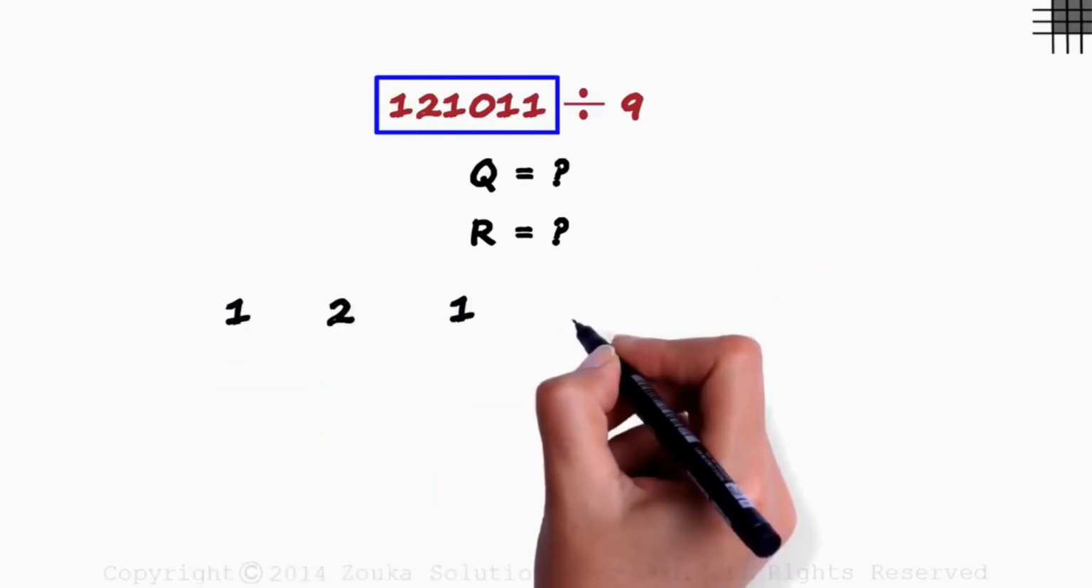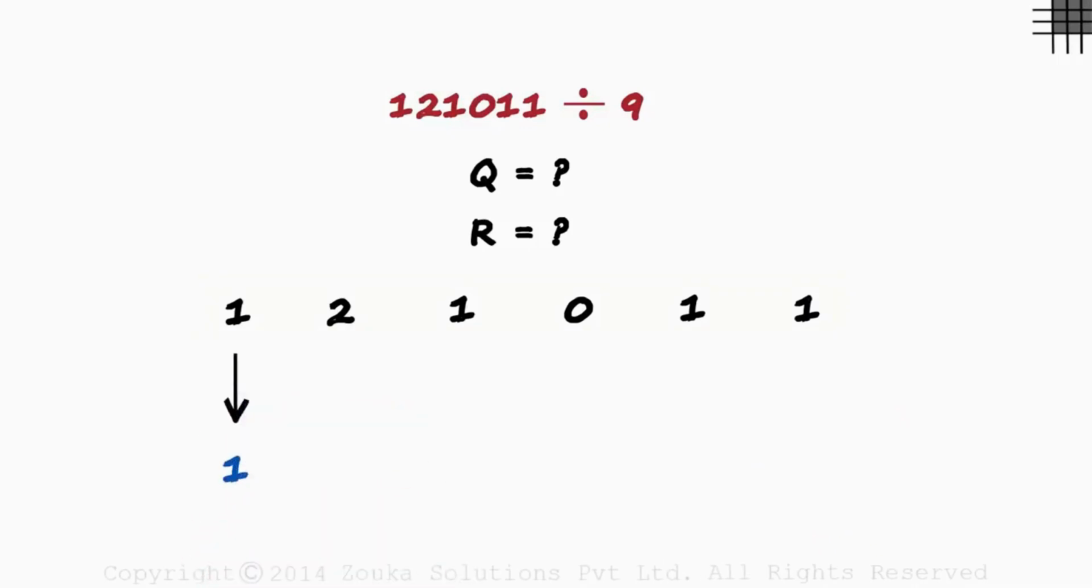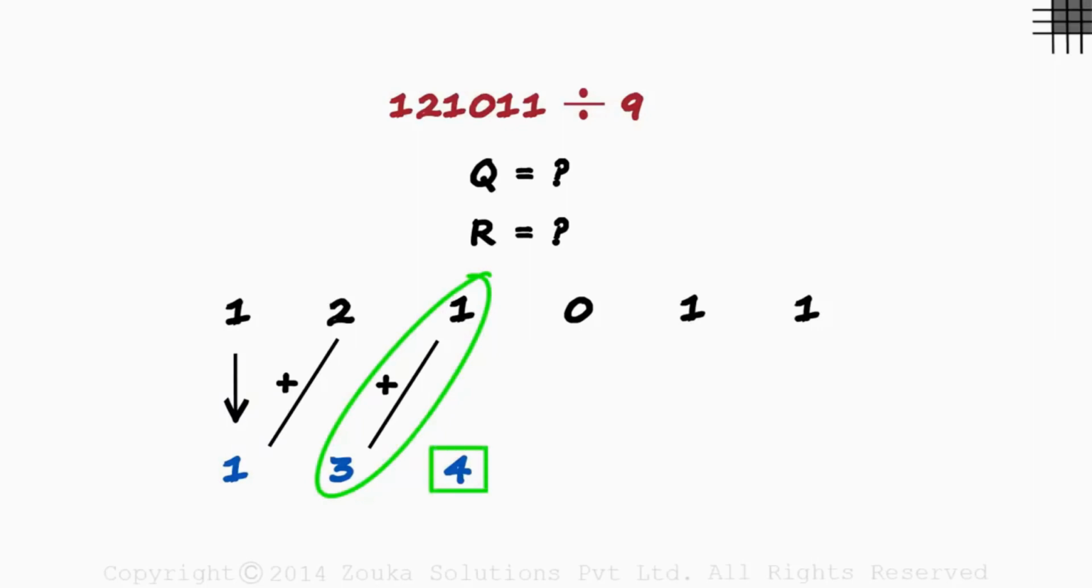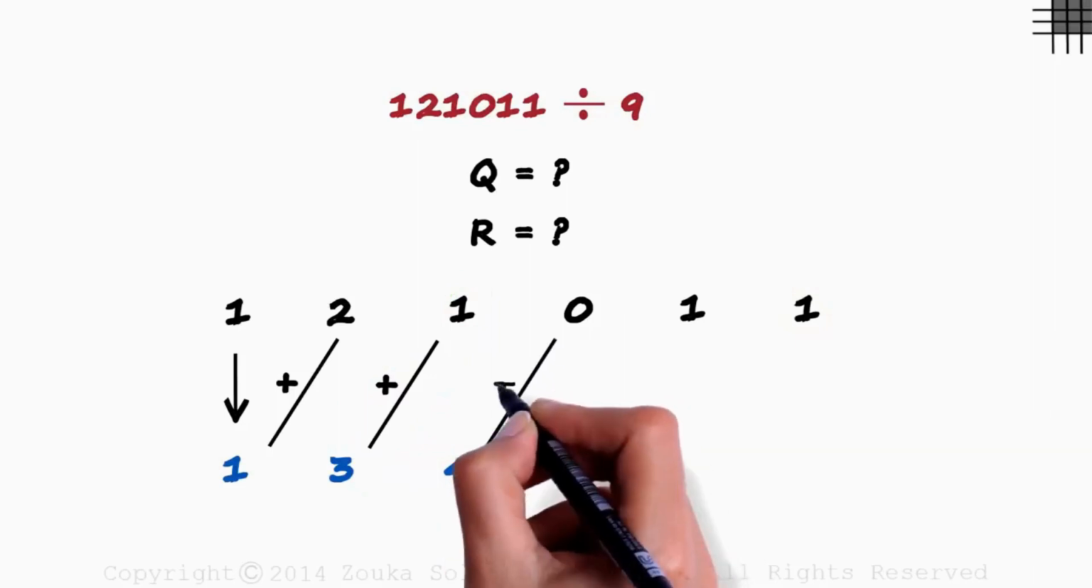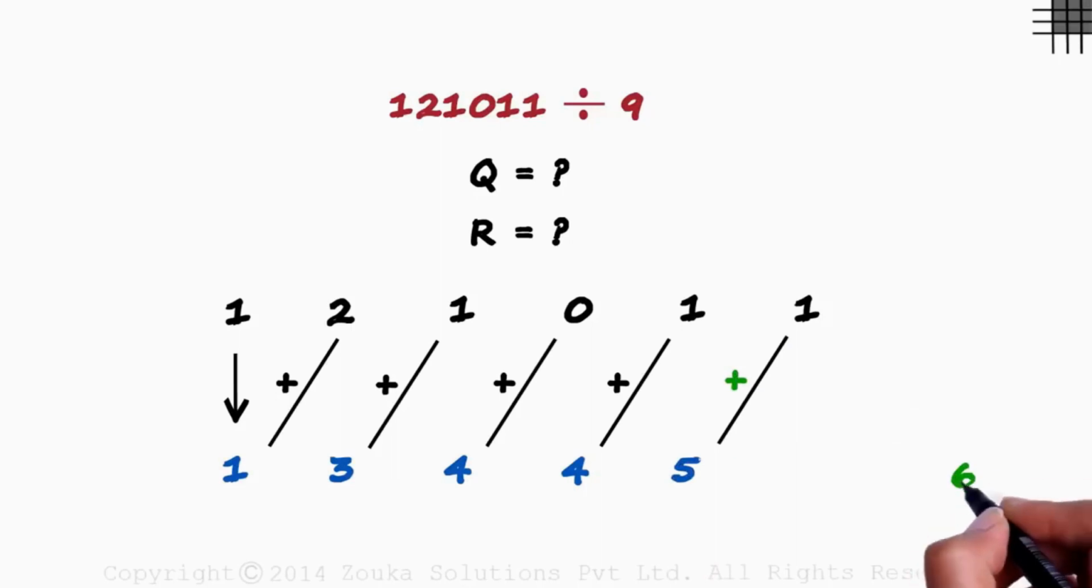First, we write the dividend as is. Once the dividend is written, we copy the first digit down and add this with the second digit. 1 plus 2 is 3. Then we add this result to the next digit. 3 plus 1 is 4. Let's review the steps. First digit copied, added it to the second digit to get a result, then added the result with the third digit to get 4. We continue this until we reach the last digit. 4 plus 0 is 4, 4 plus 1 is 5, and 5 plus 1 is 6.